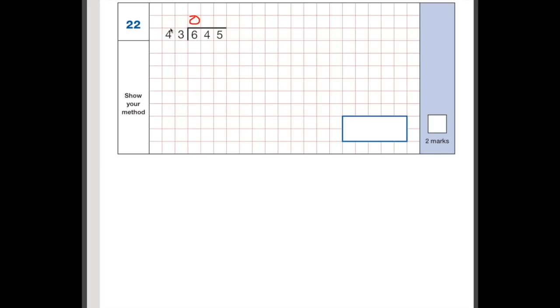So instead we say, well, how many 43s fit into 64? Well, I know that there's only going to be one 43 that fits into 64 because two 43s make 86, and that's beyond that number. So at the moment we're going to have 1.